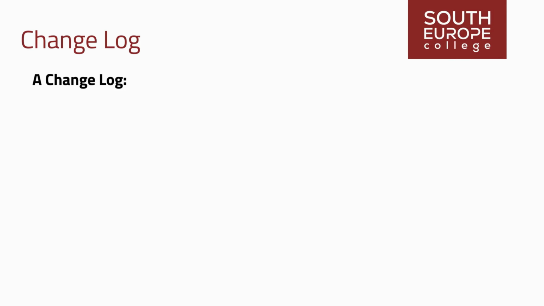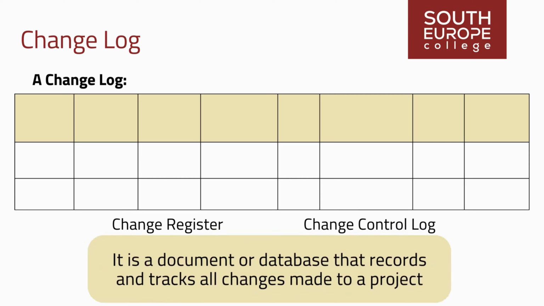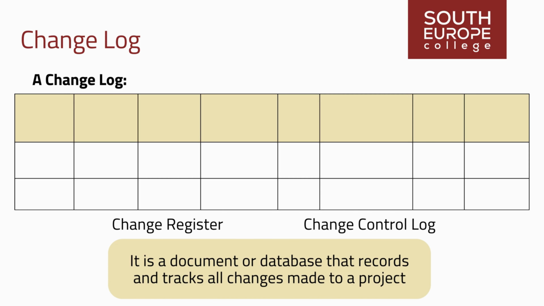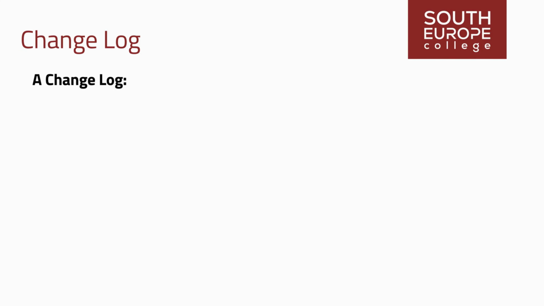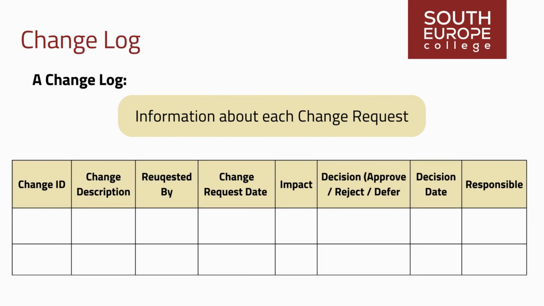A change log, also known as a change register or change control log, is a document or database that records and tracks all changes made to a project over its life cycle. The change log captures information about each change request, including its unique identifier, description, status, priority, proposed resolution, approval status, implementation details, and associated comments or notes.